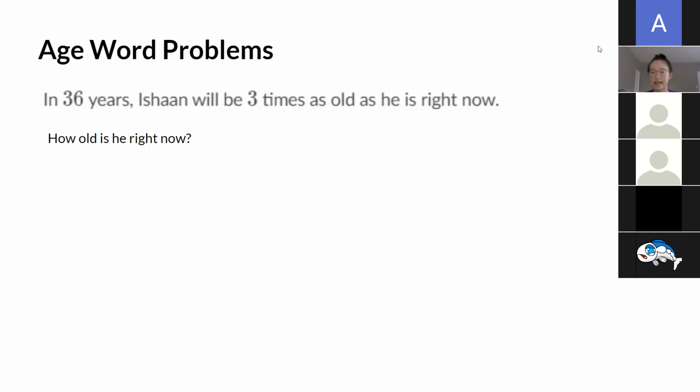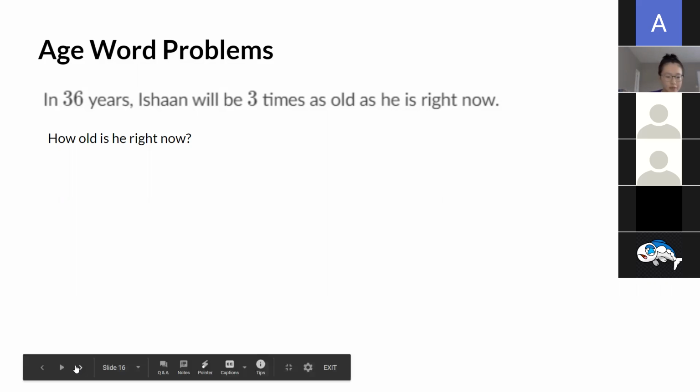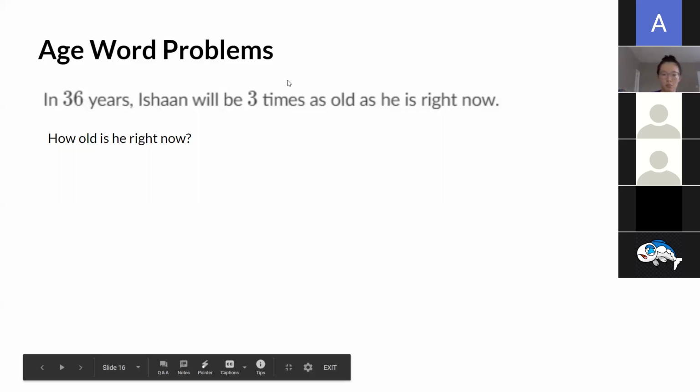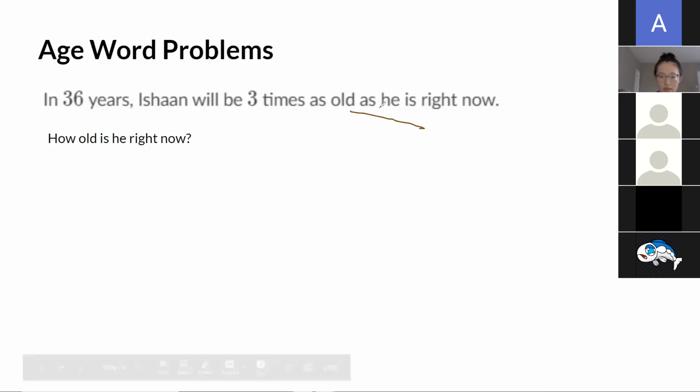Okay, does anybody have any ideas on how to solve this? Or if you set up any equations? Anybody? Okay, if not, I'll just go over this with you.